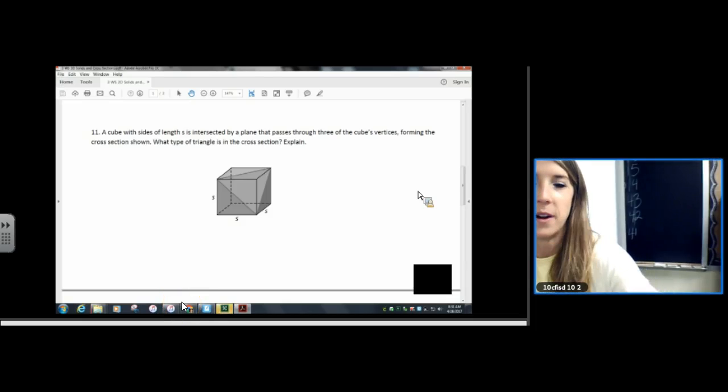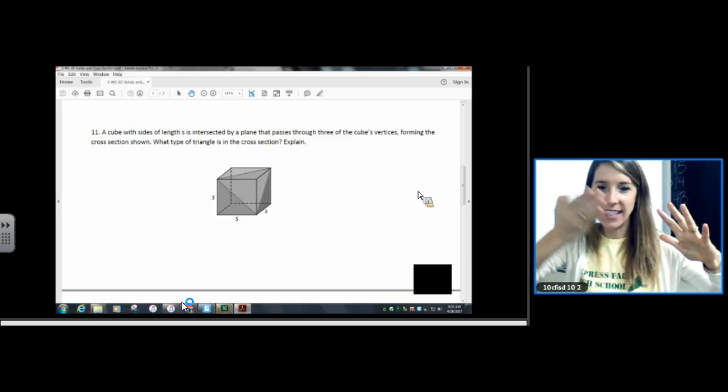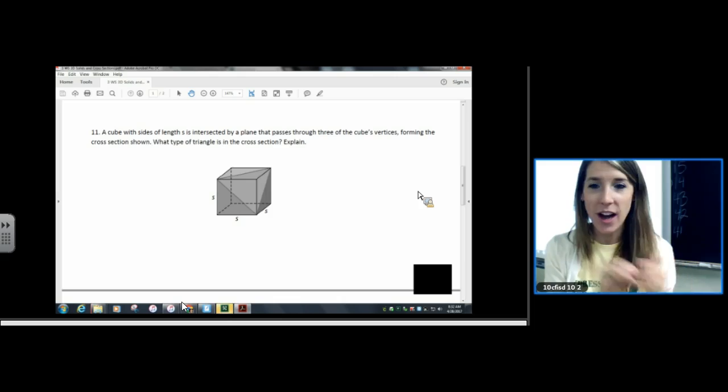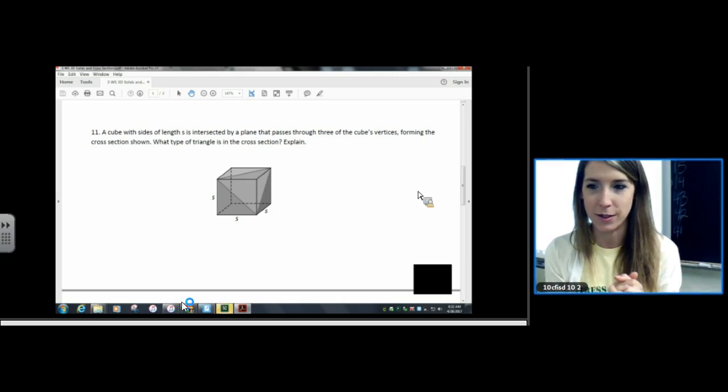Right, this one's really pretty, right? It's a cube with a plane shooting diagonally through the cube, creating a triangular cross-section. So it just wants to know what kind of triangle is created.